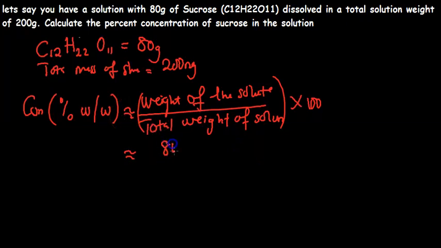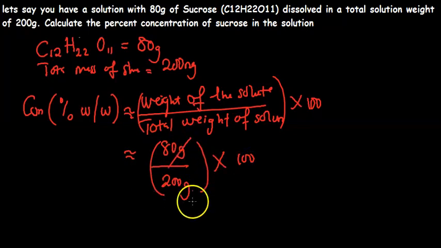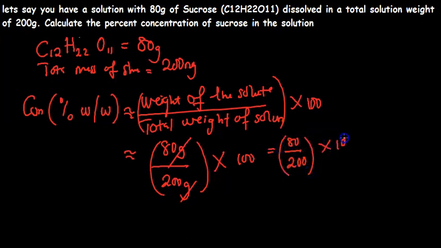This is simply going to be 80 grams divided by the total weight of solution, which is 200 grams, multiplied by 100. At this point, gram will cancel gram. We are going to be left with 80 divided by 200 multiplied by 100. 80 divided by 200 is simply going to be 0.4. 0.4 multiplied by 100% is simply going to be 40%.